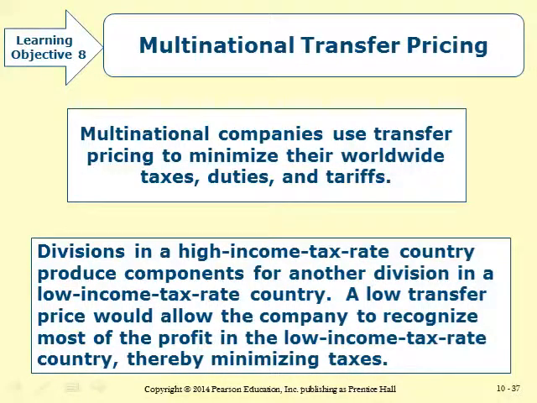Multinational companies use transfer prices to minimize worldwide income taxes, import duties, and tariffs. For example, Nike might prefer to make its profits in Singapore, where the marginal corporate tax rate is less than half the rate in the United States. Suppose a division in a high-income tax rate country produces a component for another division in a low-income tax rate country. By setting a low transfer price, the company can recognize most of the profit from the production in the low-income tax rate country, thereby minimizing taxes. Likewise, items produced by divisions in a low-income tax rate country and transferred to a division in a high-income tax rate country should have a transfer price to minimize taxes.